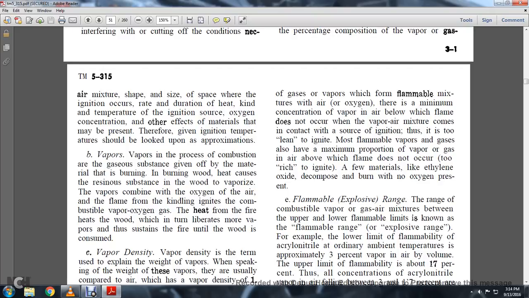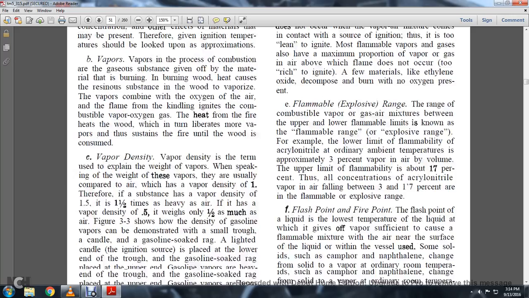The air mixture comes in contact with the source of ignition, and thus ignites. The most flammable vapors and gases also have a maximum proportion of the vapor or gas in the air, above which the flame does not occur because the mixture is too rich to ignite. A few materials like ethylene oxide decompose and burn with no oxygen present.